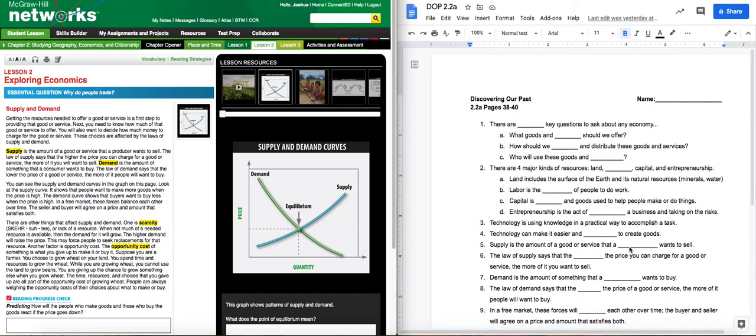Obviously, they want to produce and sell a lot, but if there's not enough consumers, if there's not enough demand, that doesn't do you any good.